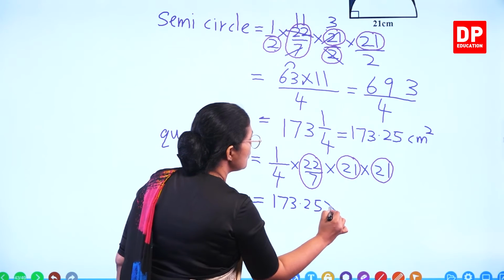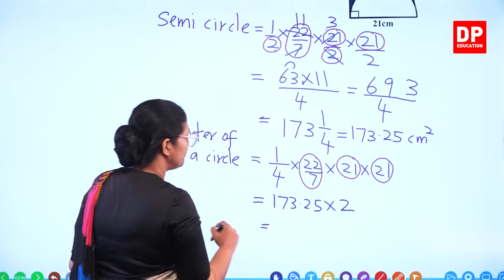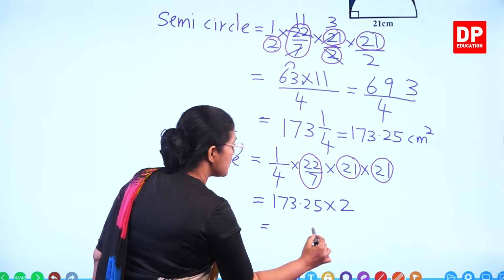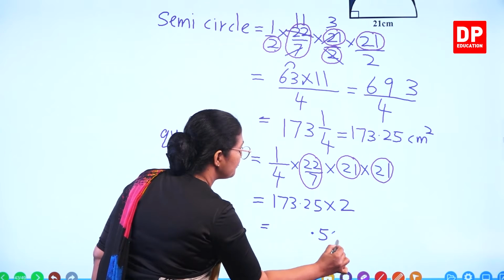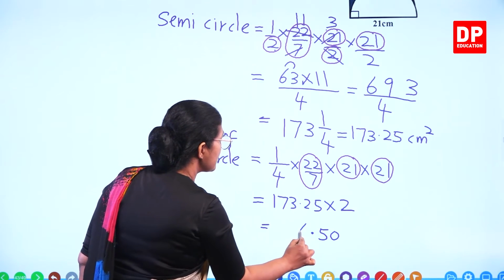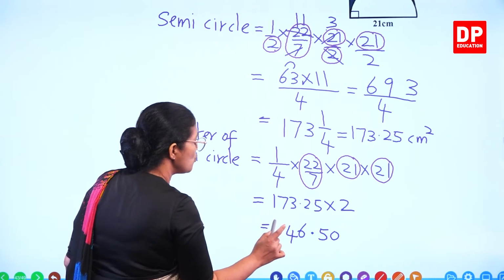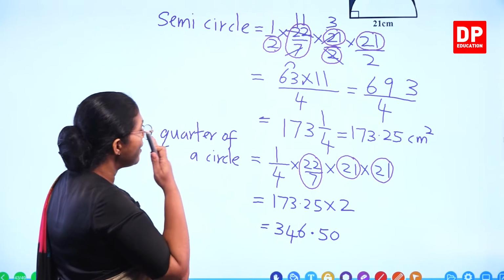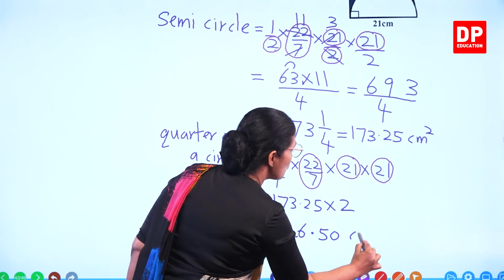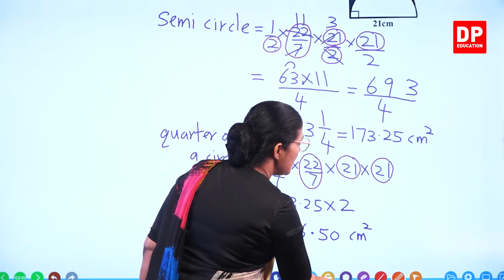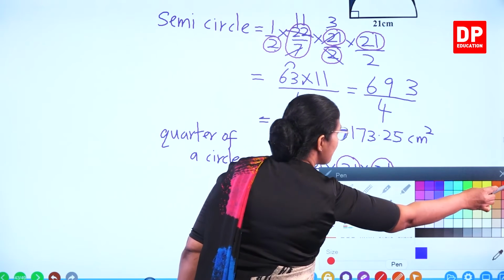173.25 multiplied by 2. 2 times this is 0.5. 2 times 3 is 6. 2 times 7, 14. 1 remaining. 2 times 1, 2 plus 1, 3. 346.5 square centimeters is the area of the full thing.